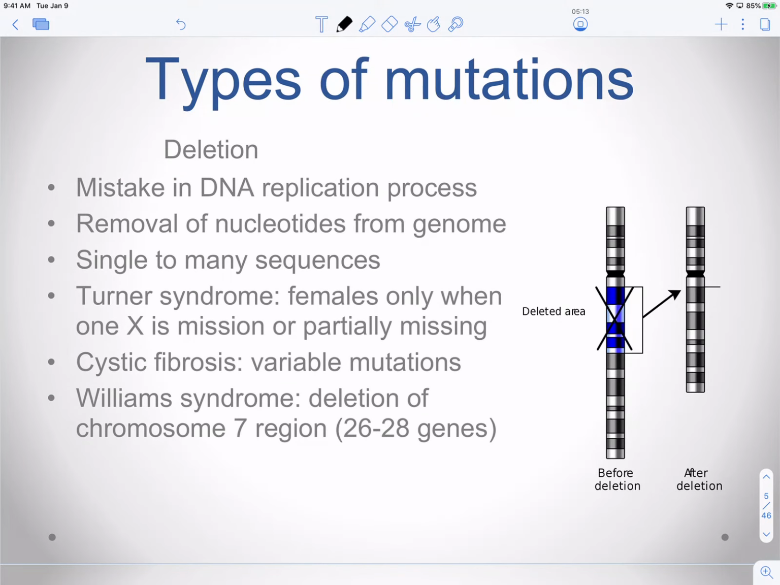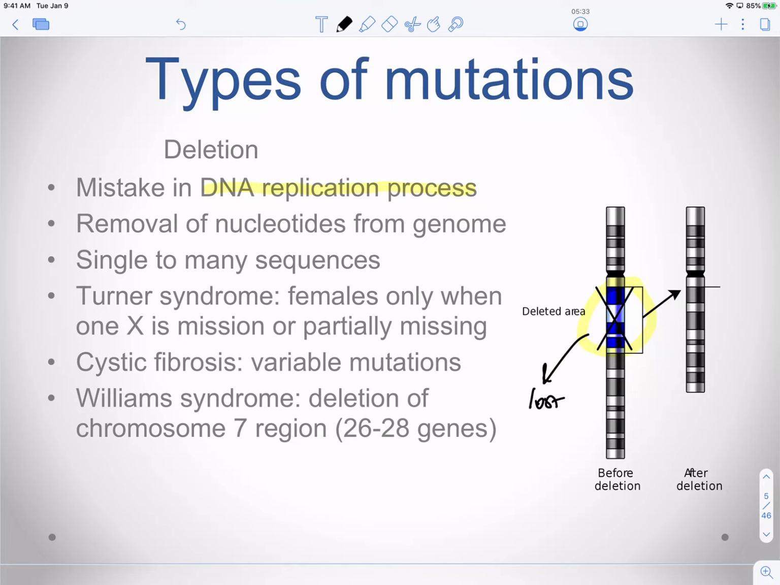Now, another type of mutation is going to be a deletion, and deletions typically occur during the process of replication, where a mistake is made that is not fixed, and you get removal of nucleotides from the actual genome. So you lose this area, so this is lost DNA.